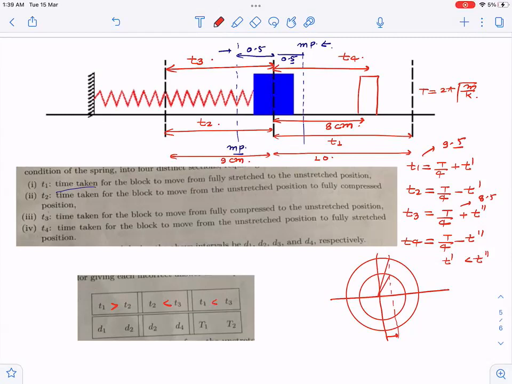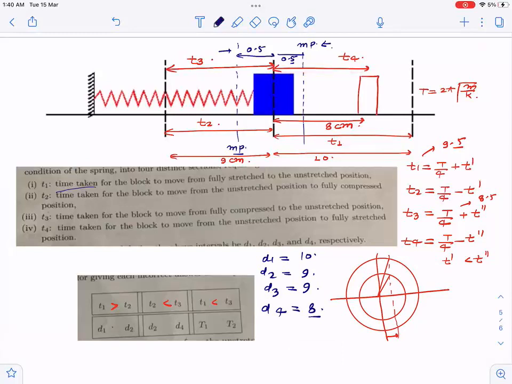Fine. So if T prime is less than T double prime, then that means T3 is greater than T1. Very, very important. Now D1, D2 are the distances traveled in T1, T2, T3, and T4 time. I will write the values here. D1 is the distance traveled in T1 time, which is of course 10. D2 in T2 time is 9. D3 in T3 time is also 9. D4 in T4 is how much? 8, right? We have discussed this before.